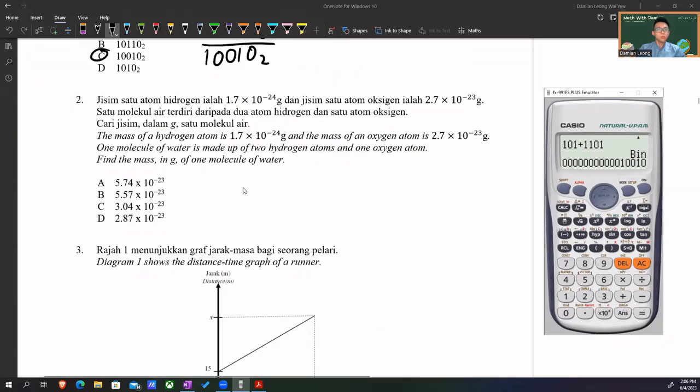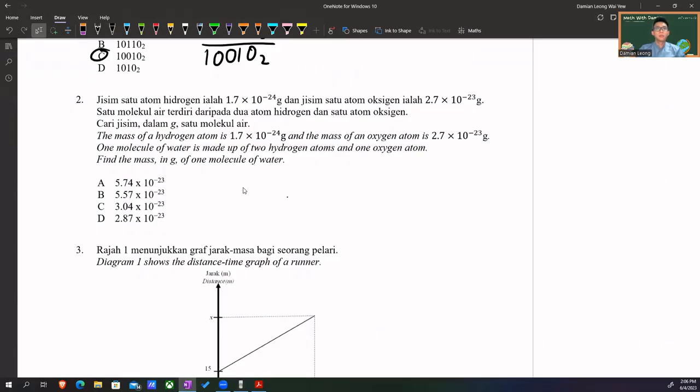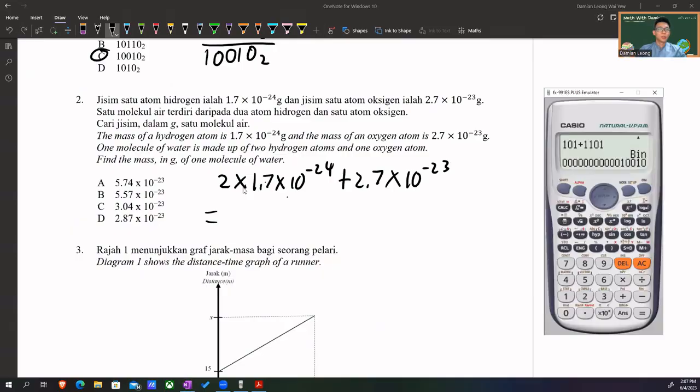Question 2. Mass of a hydrogen atom is 1.7 times 10 to the power negative 24 grams, and mass of oxygen atom 2.7 times 10 to the power negative 23 grams. One molecule of water is made up of 2 hydrogen atoms and 1 oxygen atom. So find the mass of one molecule of water, which means 2 times the mass of your hydrogen atom, 1.7 times 10 to the power negative 24, plus 1 of the mass of the oxygen atom. Just 1, don't need to write times 1 because times 1 doesn't change anything. So plus the 2.7 times 10 to the power negative 23.